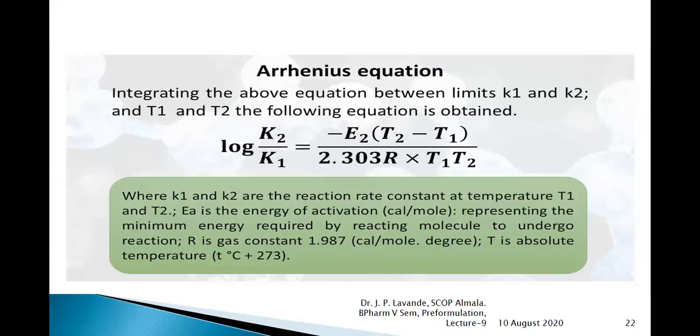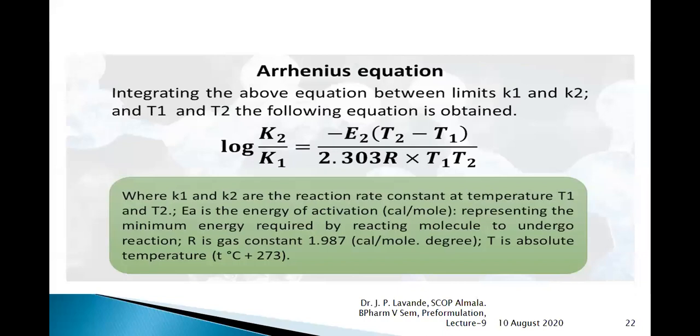Again, the equation can be modified by integrating the above equation between limits K1 to K2 and T1 to T2, that is temperature, and the following equation is obtained. So the equation is log K2 divided by K1 equals minus Ea into (T2 minus T1) divided by 2.303 R multiplied by T1 into T2.